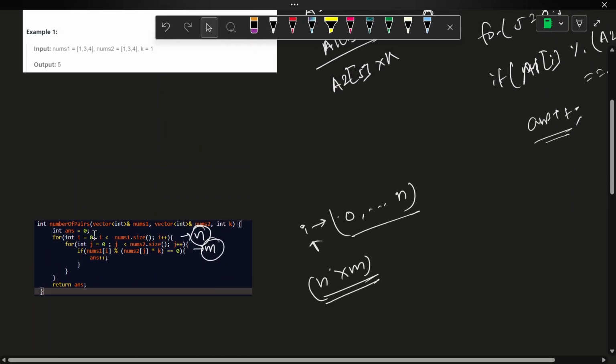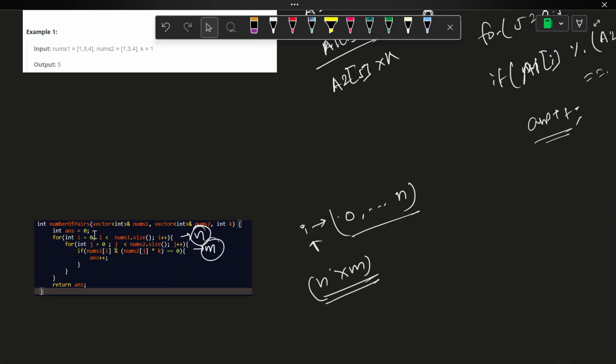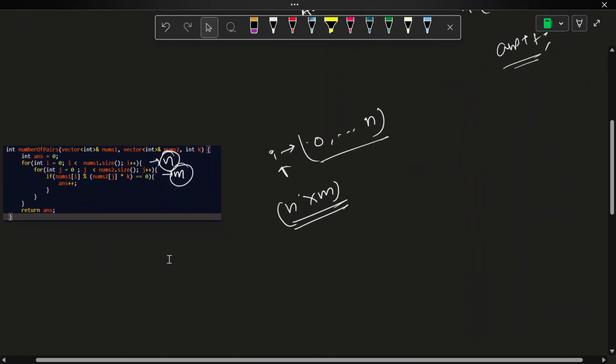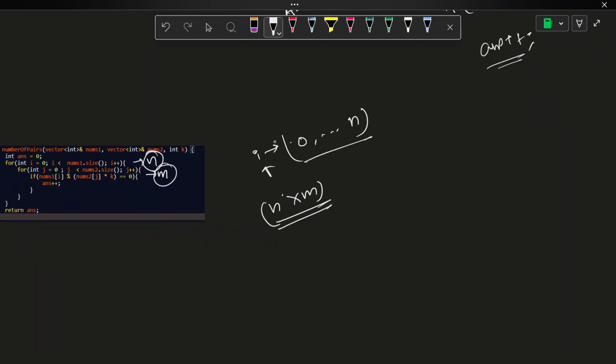For the third problem, part 2, the problem statement is the same, but the actual range is larger. So n squared will not be possible to solve this problem. Let's see some observations here. I am saying that nums1[i] divided by nums2[j] times k must be divisible by k, right?